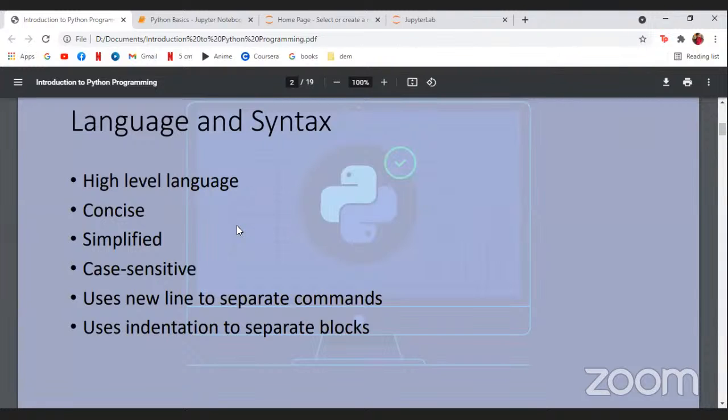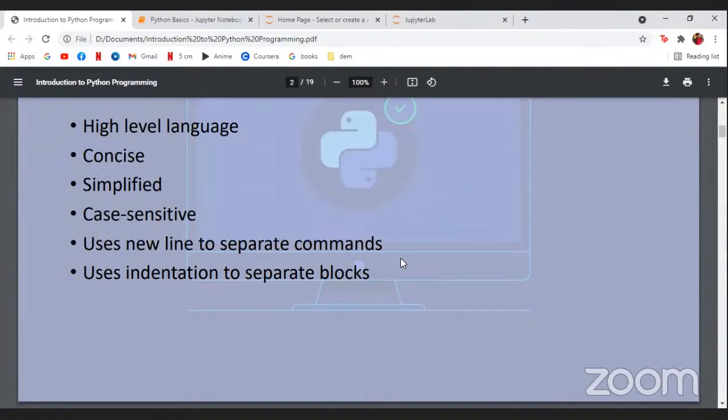So that way you can easily understand what a function does just by reading its name. Python is case sensitive, which means that if you type a small a versus a big capital A, they'll be treated differently in Python. And you should keep this in mind, especially when you're using variable names. The syntax of Python uses a new line to separate commands.